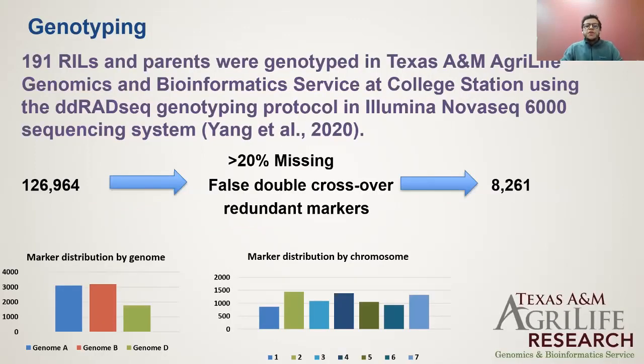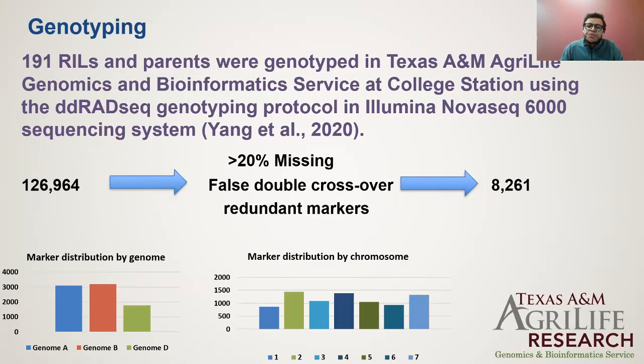For genotyping, we sent all 191 recombinant inbred lines and parents to the Texas AgriLife Genomic and Bioinformatics Service at College Station. They used a double digested RAD-seq protocol. After we sequenced, we had over 126,000 SNP markers.